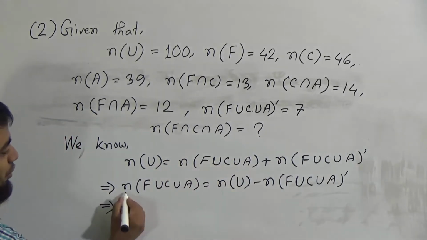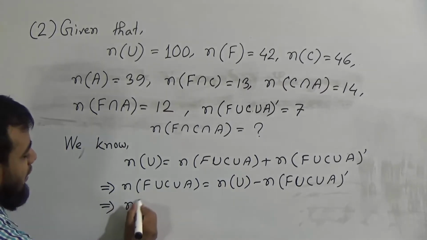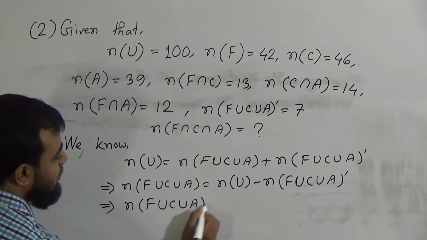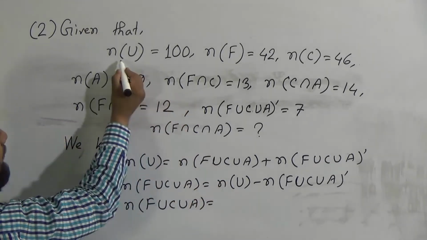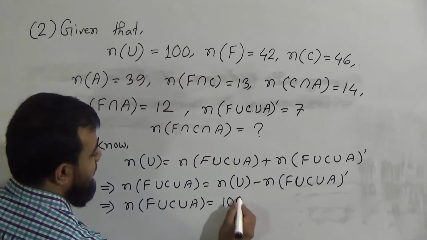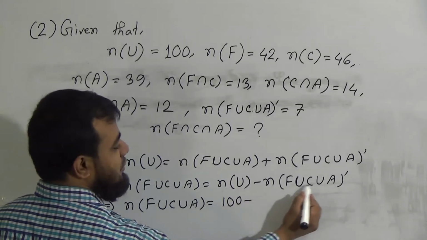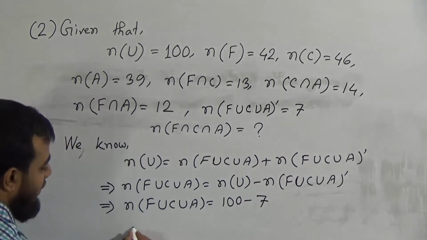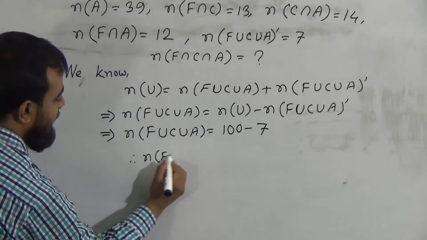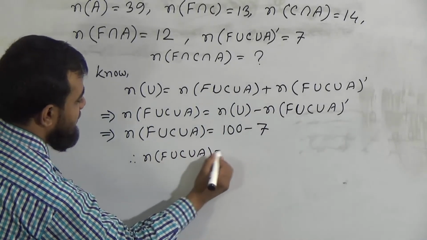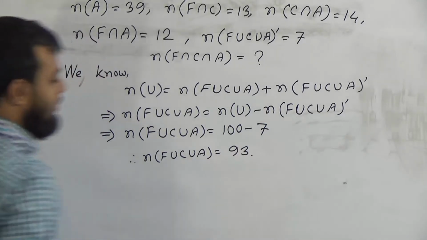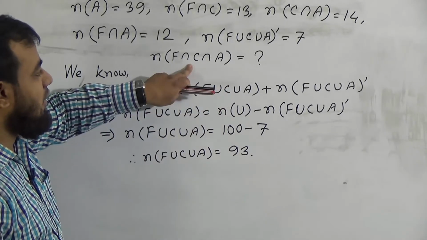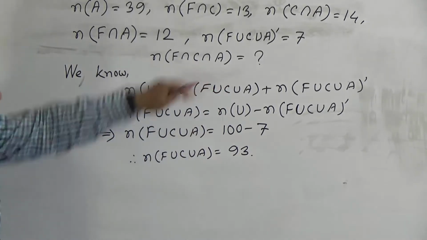Okay, now put this value. The number of elements of F union C union A complement is equal to what? The number of elements of U is equal to 100 minus the number of elements of F union C union A complement, whose value is 7. Therefore we can write that the number of elements of F union C union A is equal to 93.